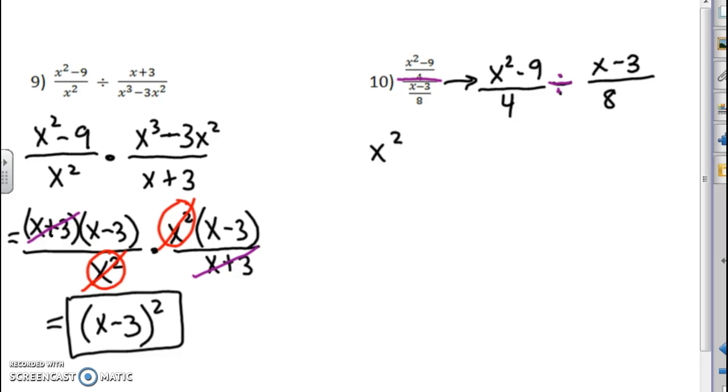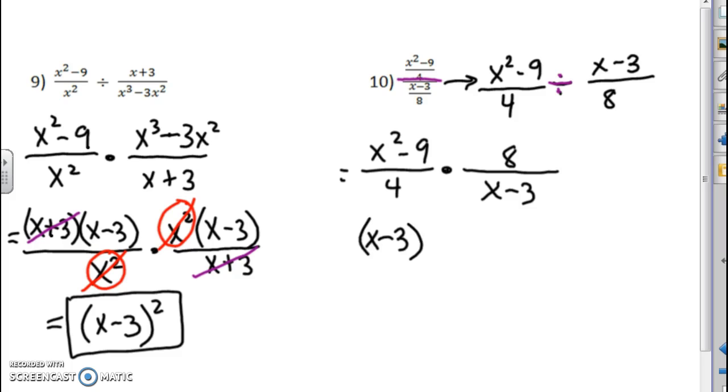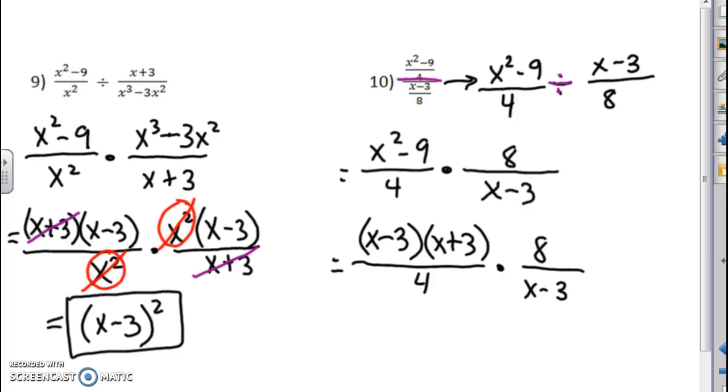Now we can go ahead and switch it over to multiplication and change it to 8 over x minus 3. We're going to factor the x squared minus 9 into x plus 3, x minus 3. You guys are usually really good at recognizing these types of factors, so an x minus 3 on top and bottom, but make sure that you're also aware that this is a 4 and this is an 8.